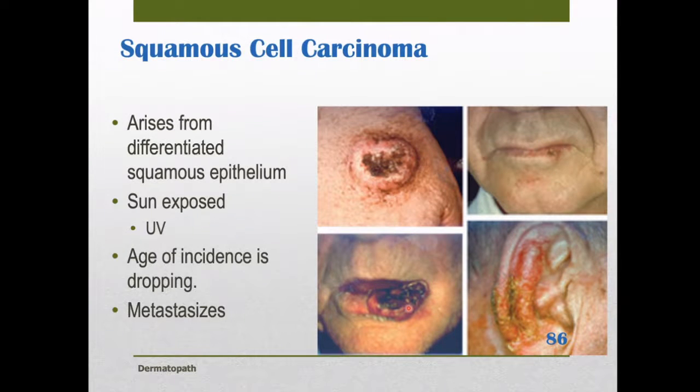So the age of incidence is dropping, meaning that mbere yafataga abantu bakuze ariko biri gufata abantu bakiri bato. Abantu bafite xeroderma pigmentosum bakunda kuyigira cyangwa se albinos.